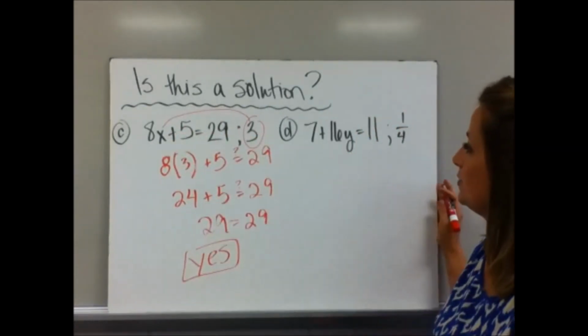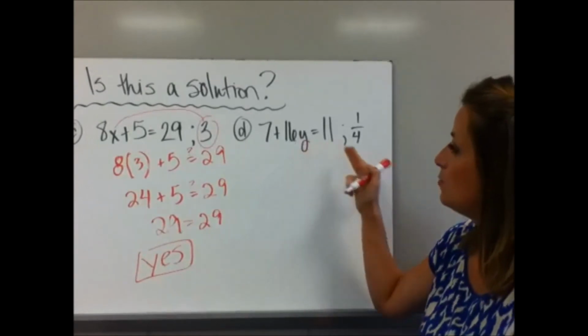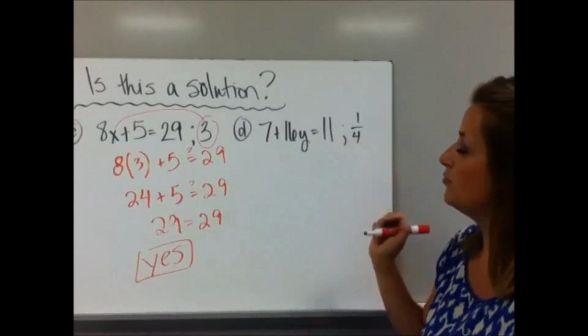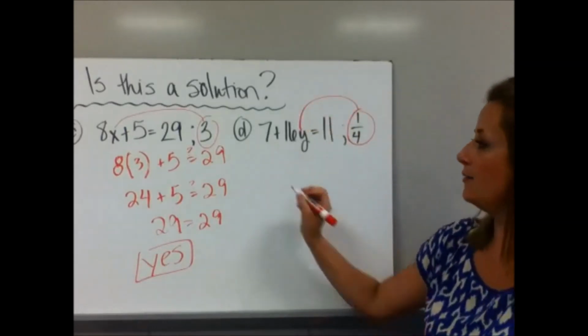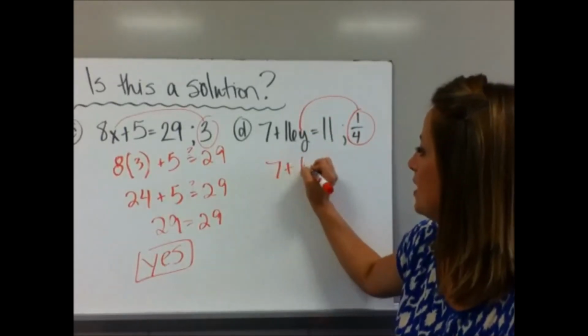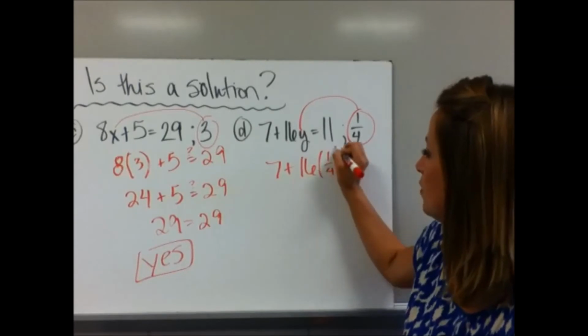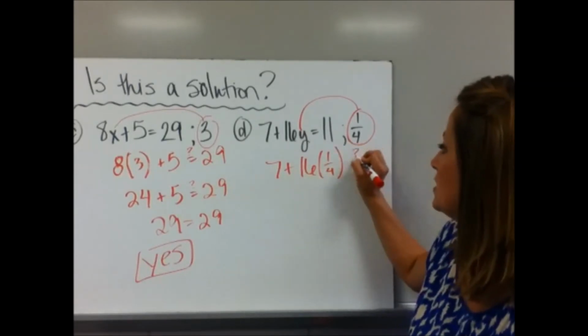Let's take a look at the next one. 7 plus 16y equals 11. Let's see if that's true for 1/4. So we're going to take 1/4 and put it in for y. 7 plus 16 times 1/4. Let's see if that equals 11.